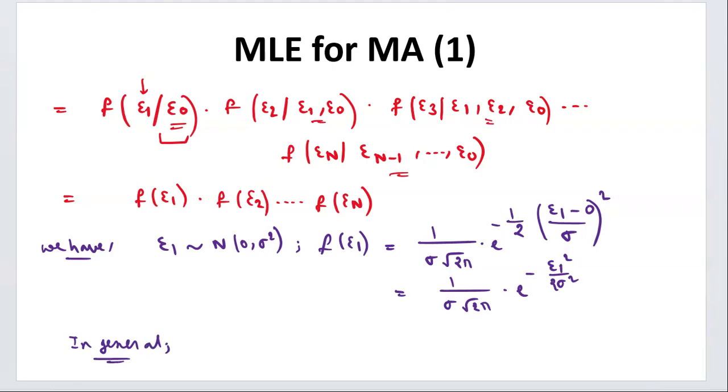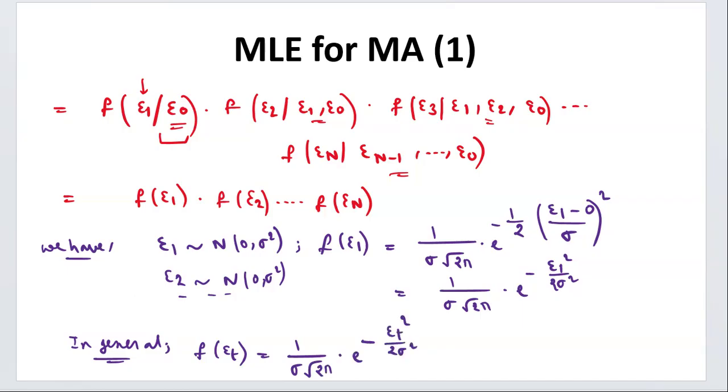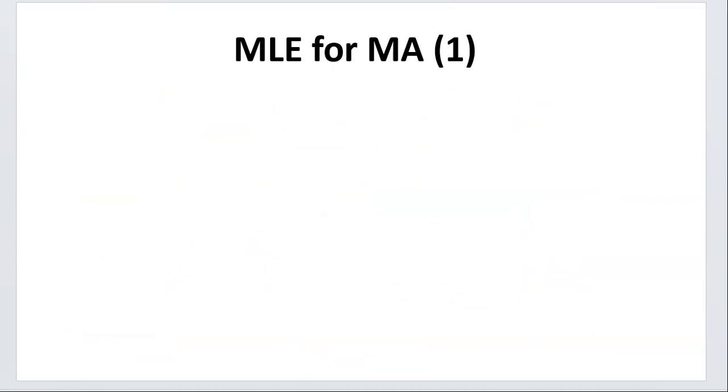In general, in a similar way, you can find the PDF for epsilon 2, for epsilon 3, up till epsilon n. So what will be the general form? This is 1 by sigma root 2 pi e to the power minus epsilon t square upon 2 sigma square, for all t varying from 1 to n. I hope this is absolutely clear to you. Okay. Then the final step is to write the likelihood function.